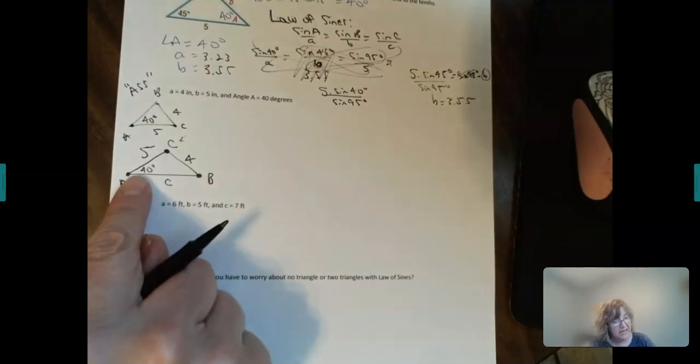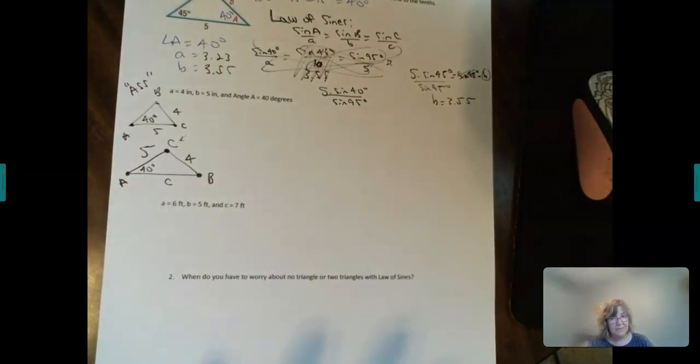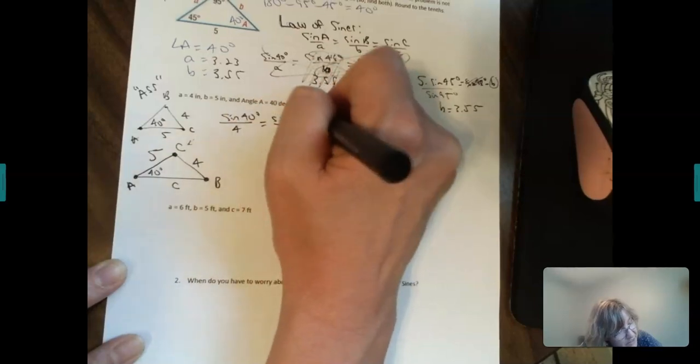Now, if you want to put an altitude in here and do sine of this 40 with opposite over hypotenuse, you can, and then you'll know what you're going to get. Okay, I'm just going to solve it because I can visually see that there's probably going to be 2. Sine of B over B and sine of C over C.